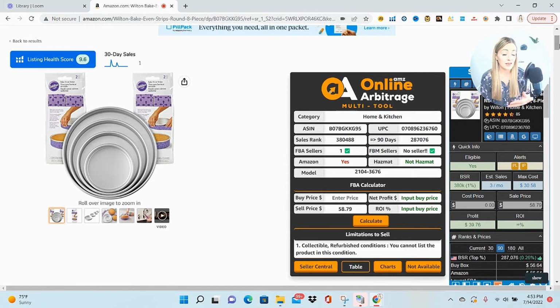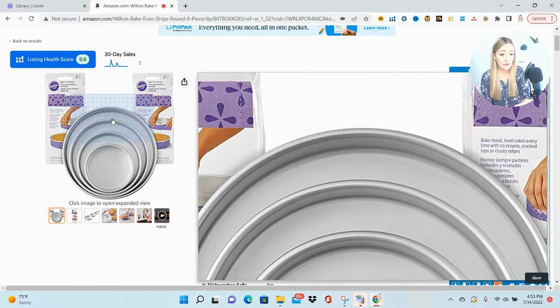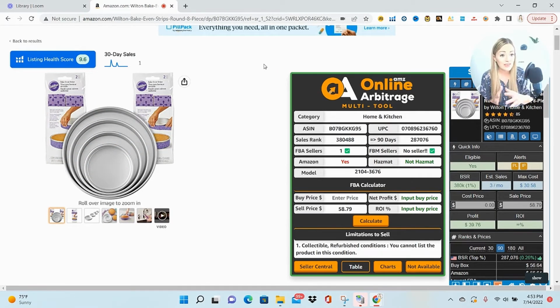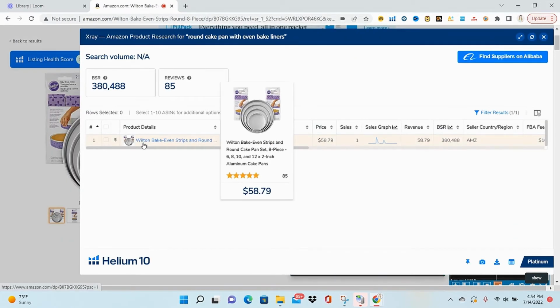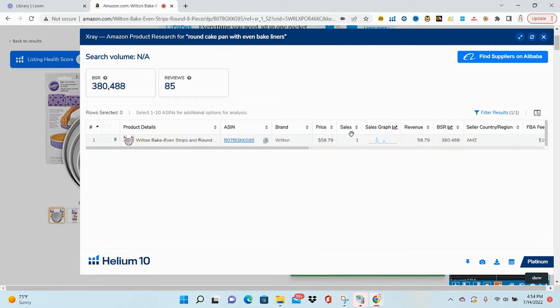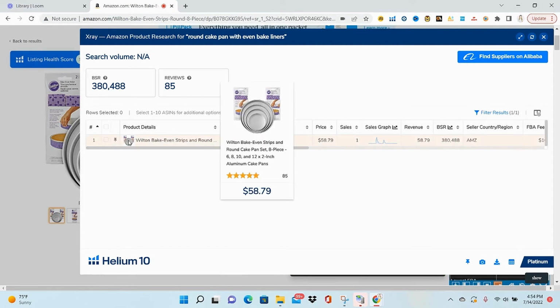So now I'm going to do that same X-ray search, but on the specific listing. So we're thinking about putting a bundle together very similar to this. So I want to see what the performance looks like for this product alone. So we'll come up and hit X-ray. So right here, I can tell that this is bringing in one sale per month, revenue of $58, and the BSR for this right here is only $380,000. That is definitely not as powerful as the other BSR when we just searched for our round cake pans. That might tell me that maybe I don't want to bundle it with these liners because they're not selling too great. Or maybe it's because there's a lot of cake pans here.